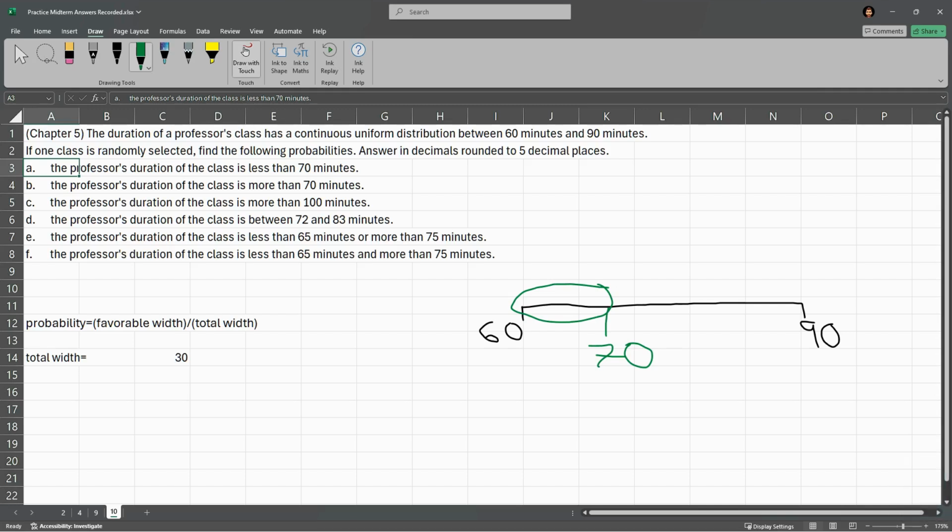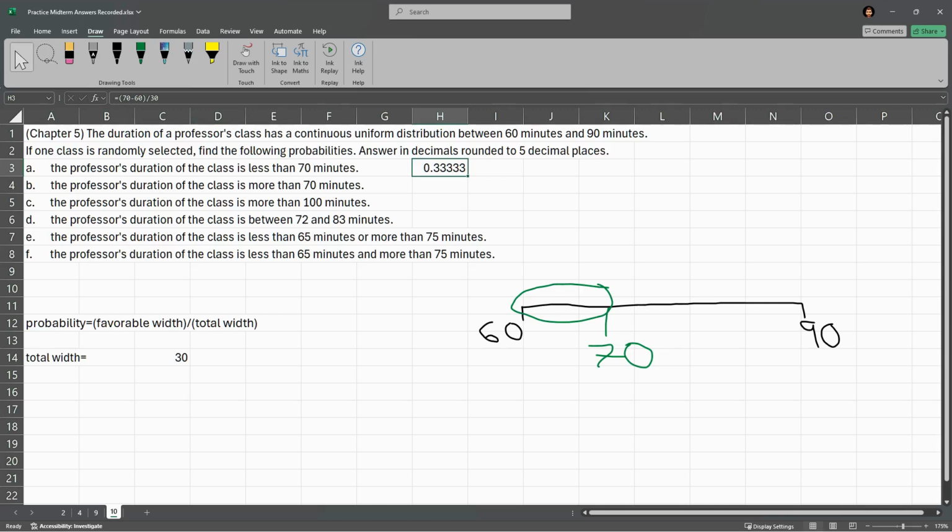Now how wide is that? Favorable width is 70 minus 60, big minus small. So that width is 10. That's the favorable width, but that's not the answer. The answer is favorable width divided by total width. So I need to make sure it's subtracted first. So that'll give me the 10. That's the favorable width. The total width is 30. So I get 0.333. That would be 1/3. So that's how we do part A.